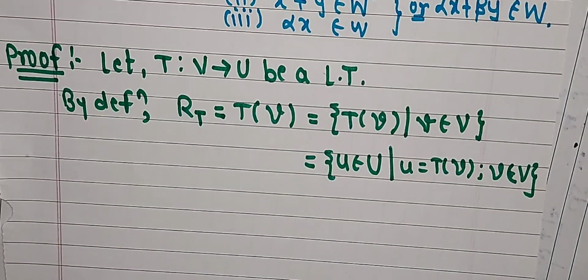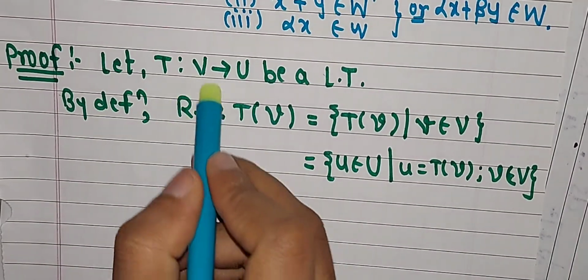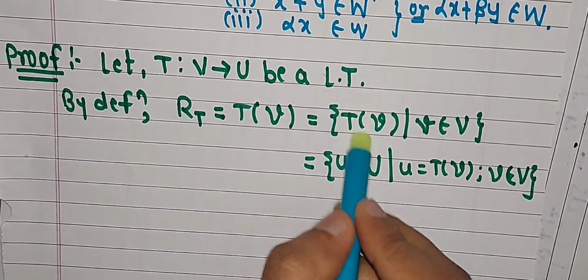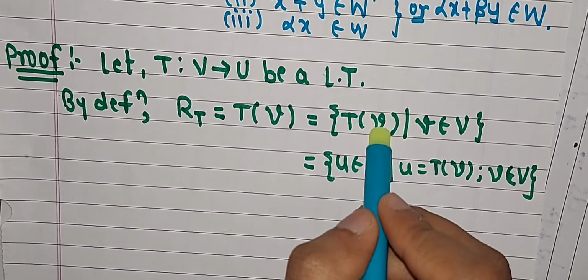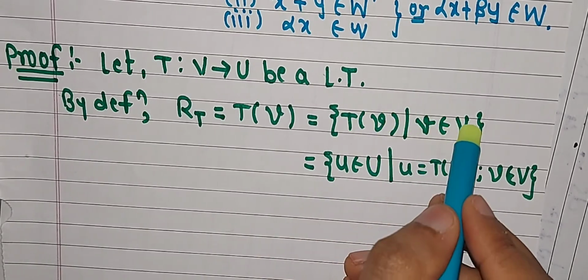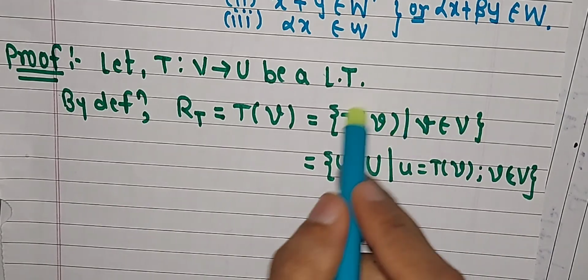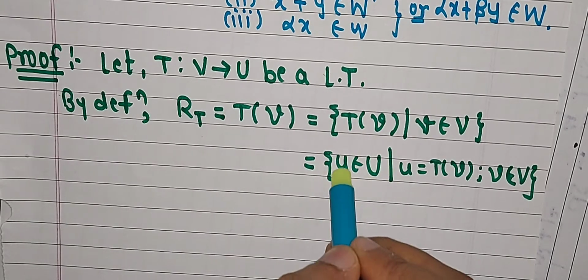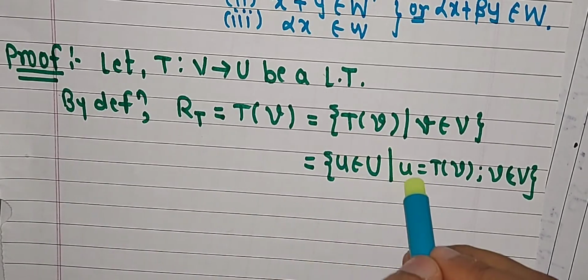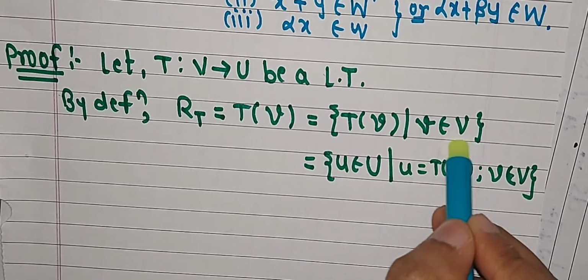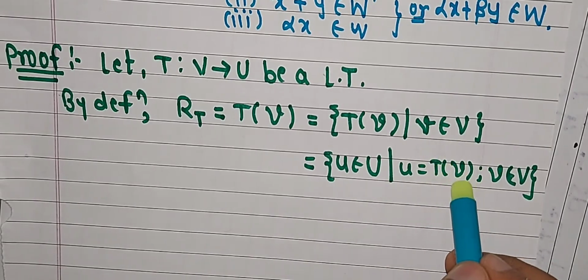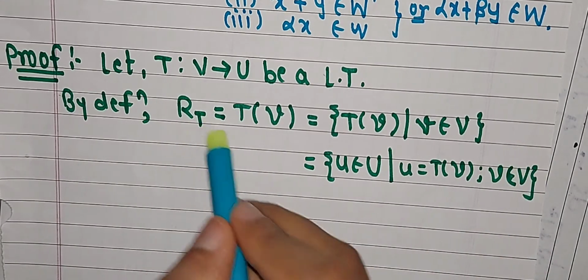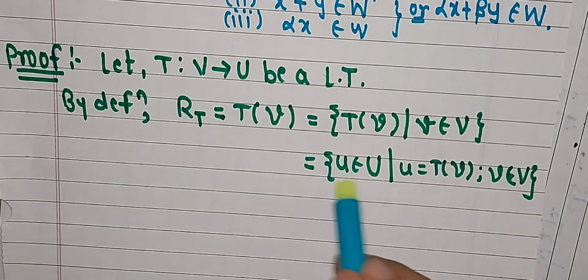From the previous lecture, what is the range of T? Range of T is denoted by T(V). T(V) is the collection of all the images T(v) such that v belongs to my domain V. This can also be written as the collection of all u from the codomain such that u equals T(v), the image, where this small v also belongs to my domain. This is the definition of the range of T, either write this or write this.